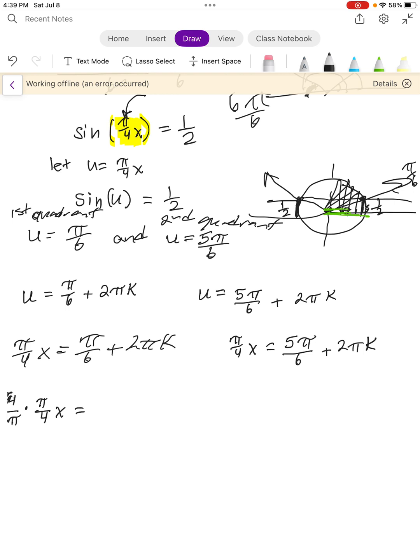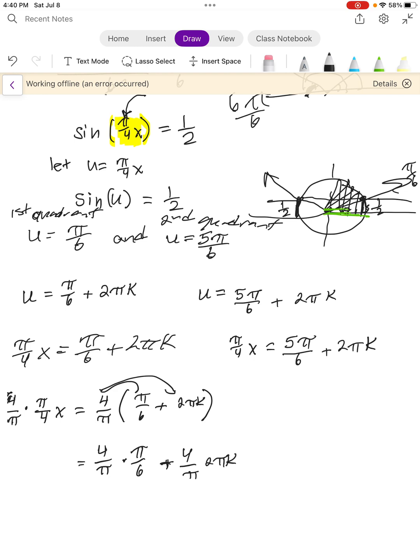And you've got to remember to multiply everything on this right-hand side because there are 2 terms, so we have to distribute that out to both terms on this right-hand side of the equation. So we're multiplying by 4 over pi. And I put in parentheses pi over 6 plus 2 pi k. And then we're going to distribute that out to both the terms there. And so the first one will be 4 over pi times pi over 6 plus 4 over pi times 2 pi k.